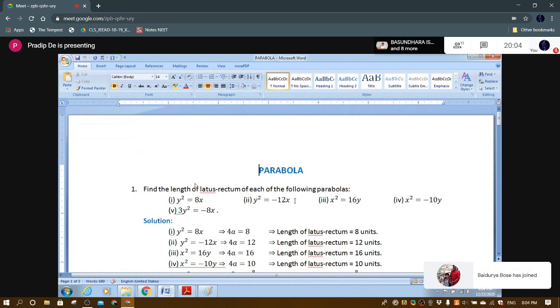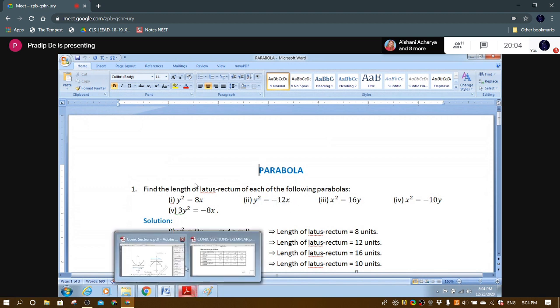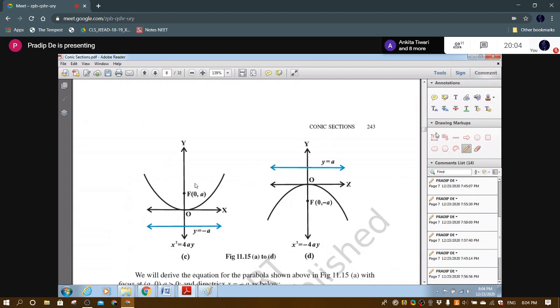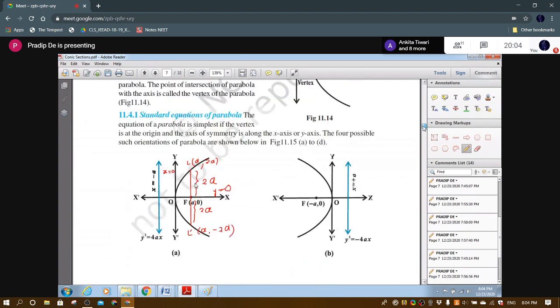Similarly, in part 2, y square equal to minus 12x. How does it look like? The type 2 parabola. Standard type 2, that is concave to the left. Inverted C-type parabola. Here the numerical coefficient of x is 12. This is comparable with y square equal to minus 4ax. Y square equal to minus 12x. This is comparable with y square equal to minus 4ax. Which one? This one.